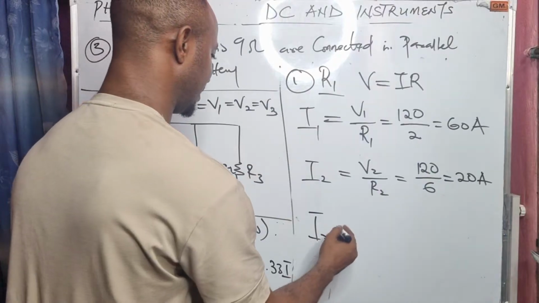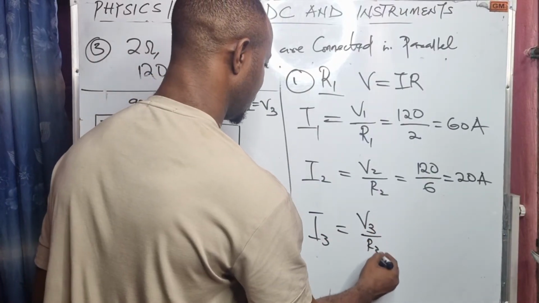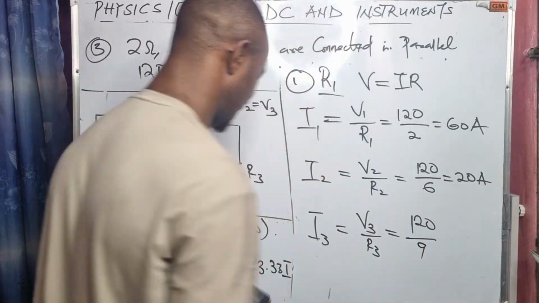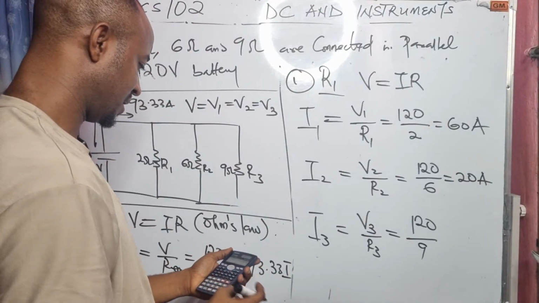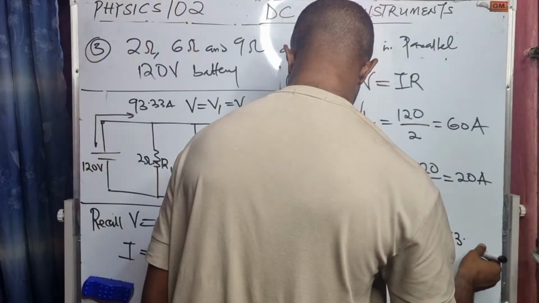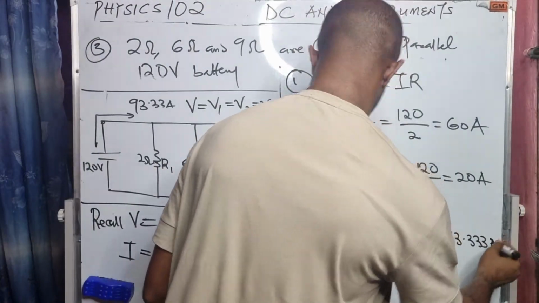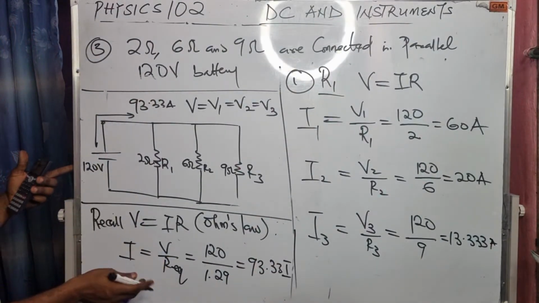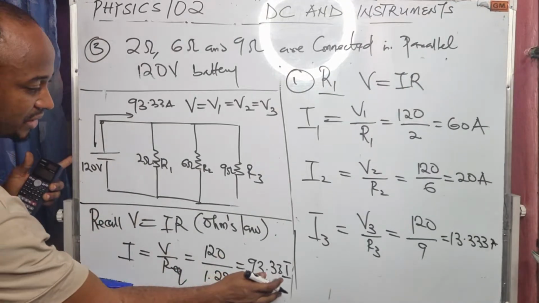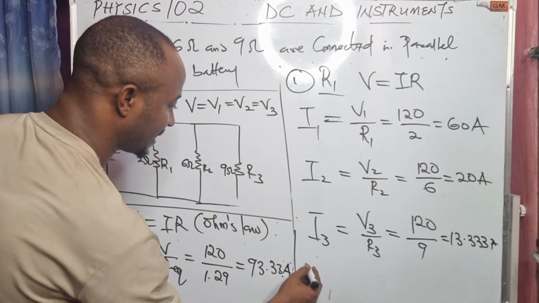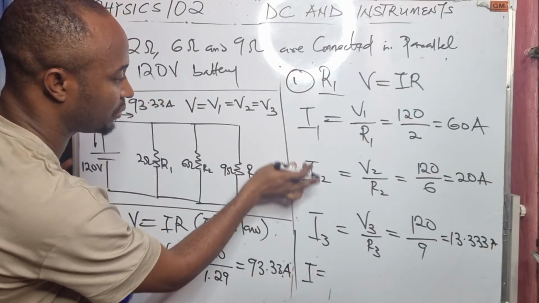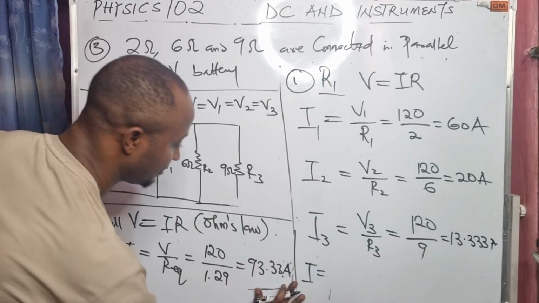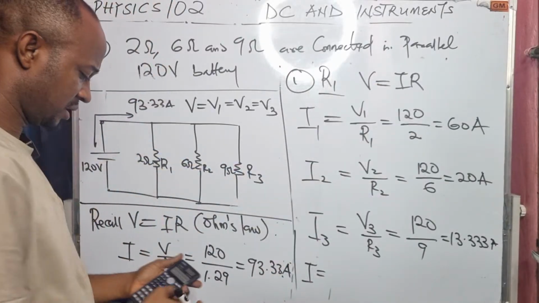The next is to find our I3. I3 is V3 over R3. The same voltage, we have 120 over 9. 120 divided by 9 is 13.333 ampere. Now, what do we notice here? The total current that flows through this circuit is simply 93.33 ampere, right? What does that mean? By the time we sum up I1 plus I2 plus I3, the value should give us 93.33 ampere.